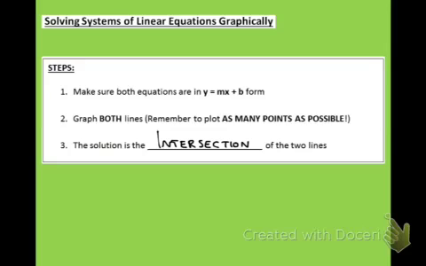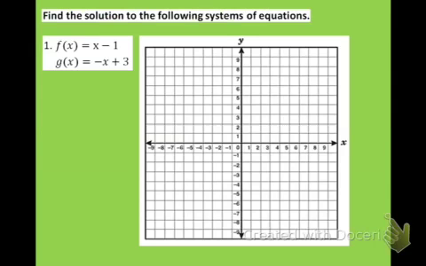So y equals mx plus b form for both equations, graph them using the slope and the y-intercept, and then figure out where the two lines cross, if they cross at all. So we're going to jump right into an example here. Find the solution of the following system of equations.